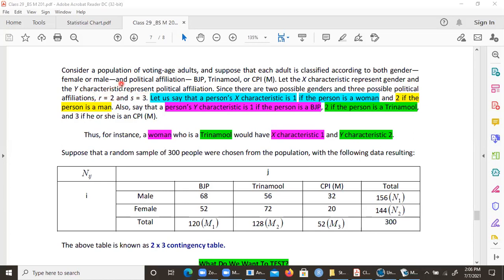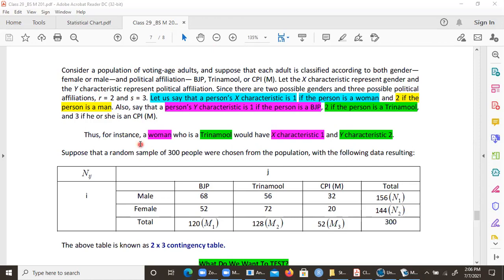R is taking the value 2 because there are two categories, female and male, and S is 3 for the three political affiliations, that is BJP, Trinamool, and CPIM. Let us say that a person's X characteristic is 1 if the person is a woman, and 2 if the person is a man. Also say the person's Y characteristic is 1 if the person is BJP, 2 if Trinamool, and 3 if he or she is CPIM. These are the meanings of the statements made in the question, corresponding to the random variables capital X and capital Y.